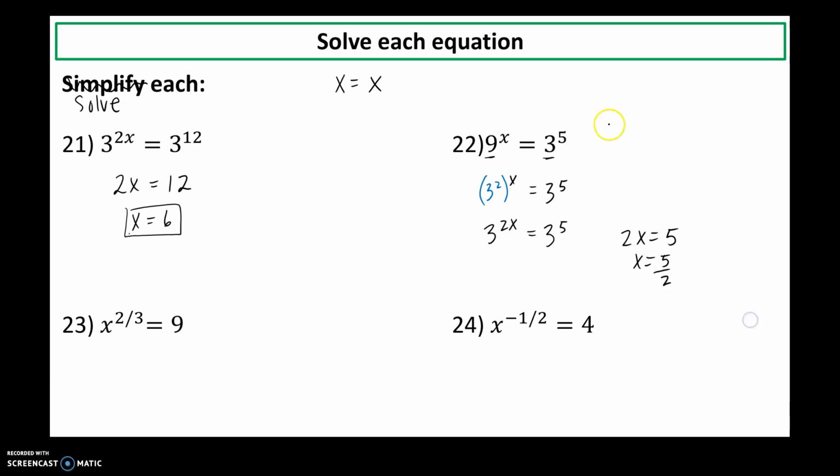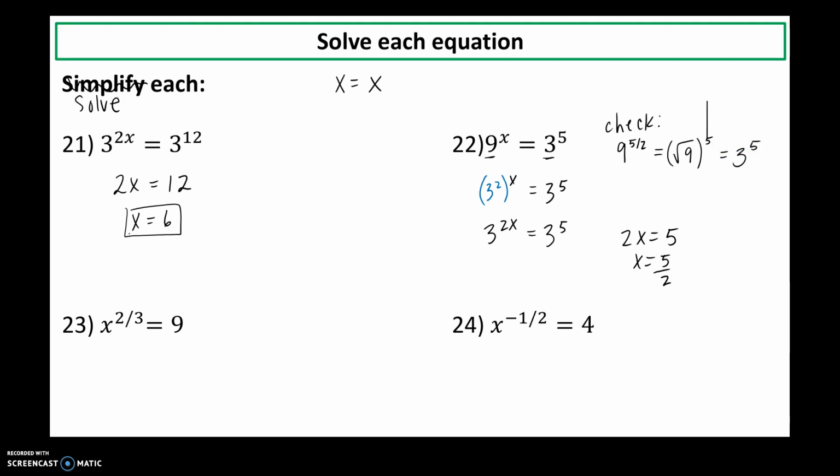Now for a quick check, if I plug x back into my original expression, it would have 9 to the 5 halves power. Using the properties of exponents, this is the square root of 9 to the 5th power. Power over root, the order in which you evaluate them doesn't matter. The square root of 9 is 3, and I end up with 3 to the 5th, which is exactly what the question started with.